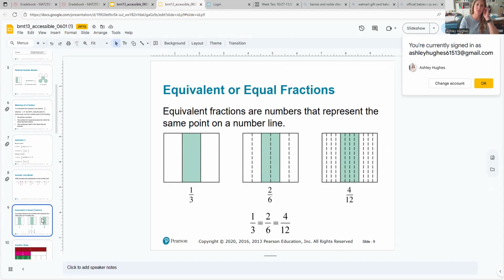Equivalent fractions. So the idea of equivalent fractions is if you multiply the top and the bottom by the same number, or divide, depending on which way we're going, you get equivalent fractions. So if I multiply this by 2 and this by 2, I get 2/6. If I multiply this by 2 and this by 2, I get 4/12. So all of these are equal.